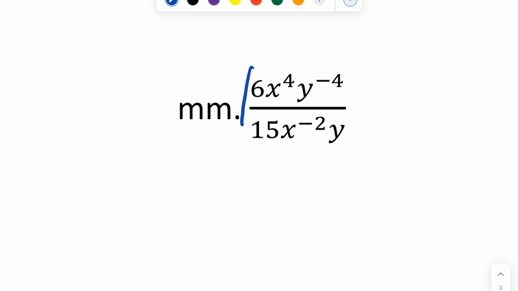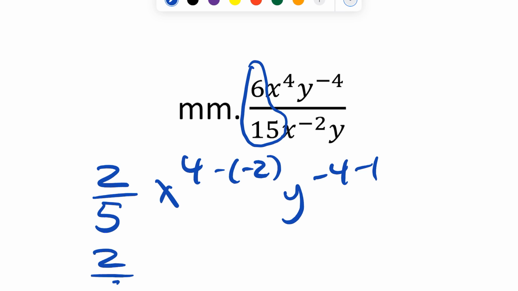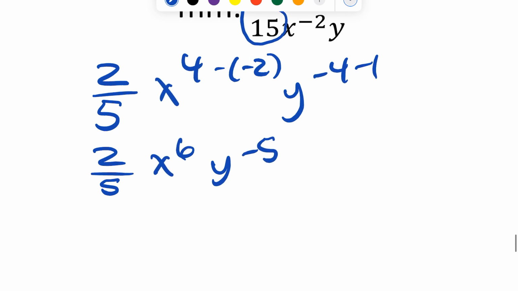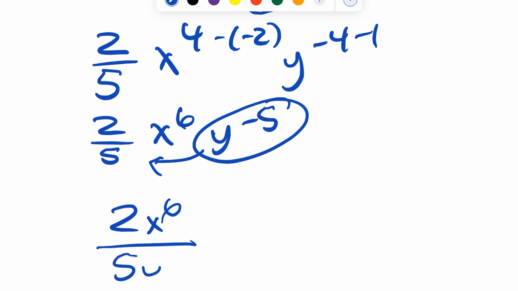Okay, 6 does not go into 15 evenly, but 3 goes into both of those, so 2 over 5. Then I have x to the 4 minus negative 2, y to the negative 4 minus 1. So 2/5, x to the 6th, y to the negative 5. Can't have a negative exponent, so this will move down to the denominator. So I get 2x to the 6th over 5y to the 5th.